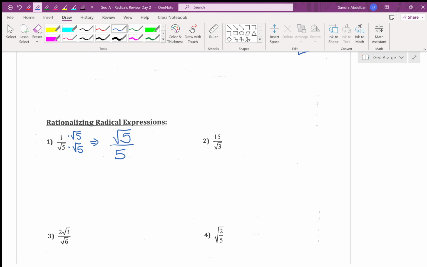Can I simplify these, root 5 and 5? No, why can't I just cancel them out? Because one is a radical and one is a whole number. They are not the same.